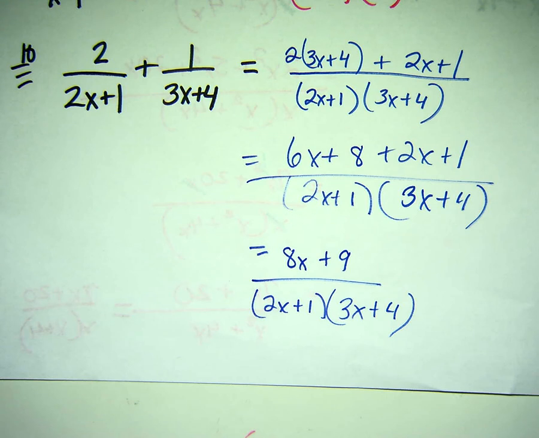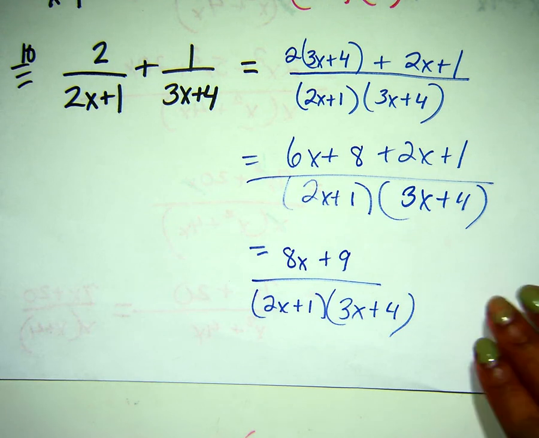Alright, so using the distributive property. In order to do the distributive property, that's the same thing as multiplication. So what we want to do is multiply whatever we see on the inside by whatever we see on the outside. So 2 times 3x gives you 6x, and 2 times 4 gives you the 8. Bring down your 2x plus 1. Now let's combine like terms. We got 6x and a 2x. That gives you 8x. Then we have an 8 plus 1. That gives you 9. Notice how the denominator did not change. So this is your final answer.